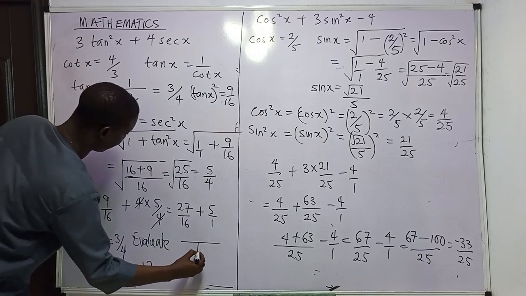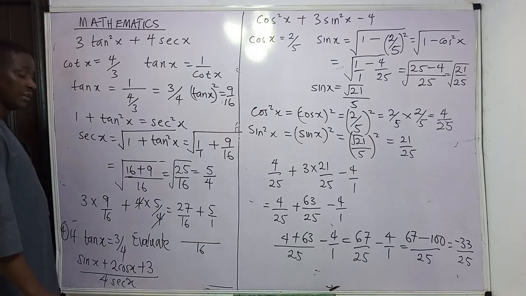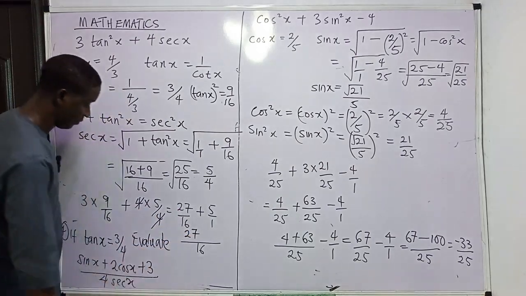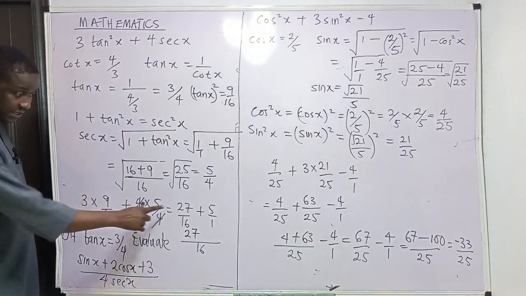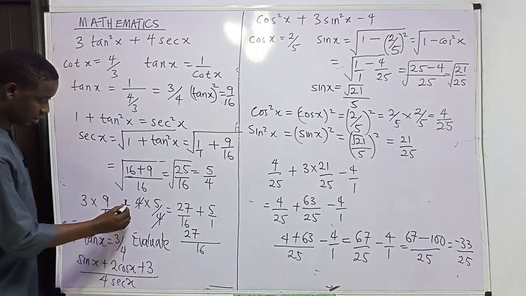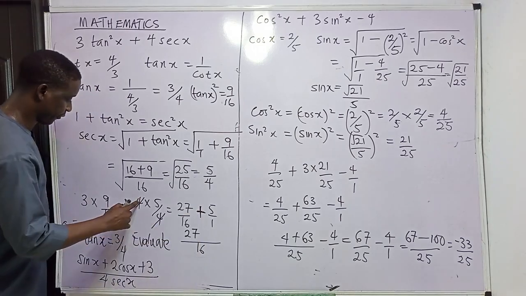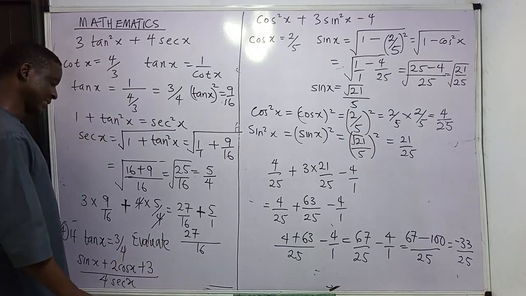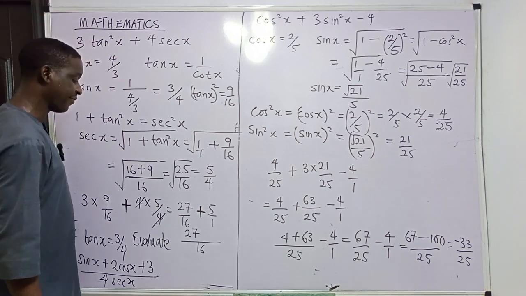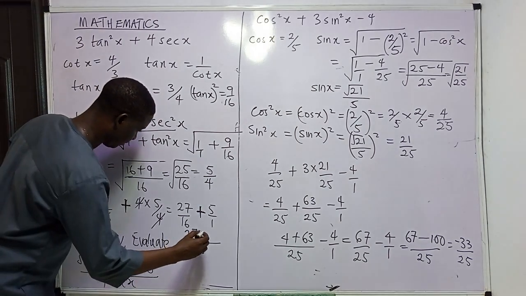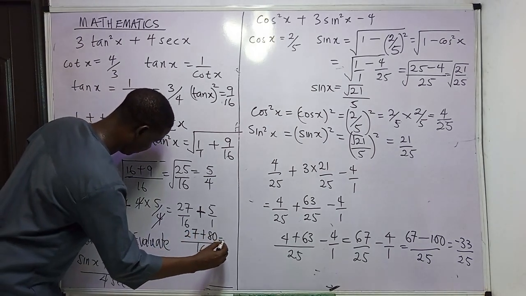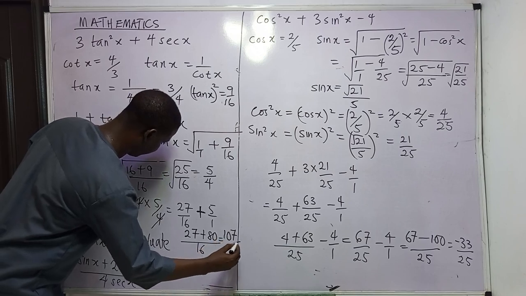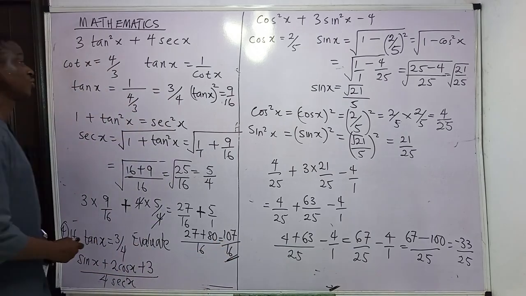What is the LCM of that? That's 16. Then 16 divided by 16 is 1, 1 times 27 is 27. Don't forget 9 times 3 is 27. Divided by 16, plus 5 over 1. Then 16 divided by 1 is 16, 16 times 5 is 80. So 80 plus 27 is 107 divided by 16. I think that should be our answer.